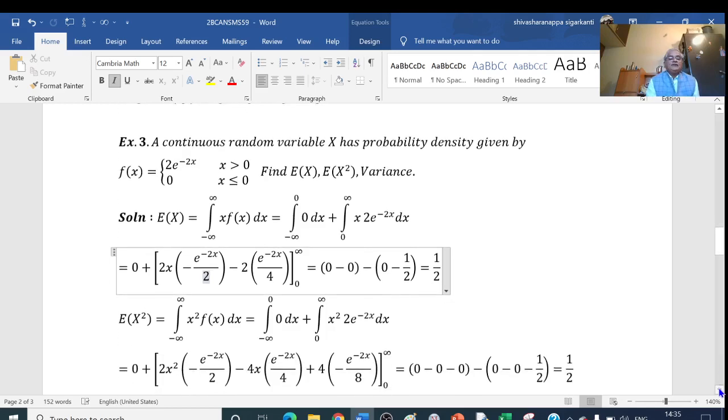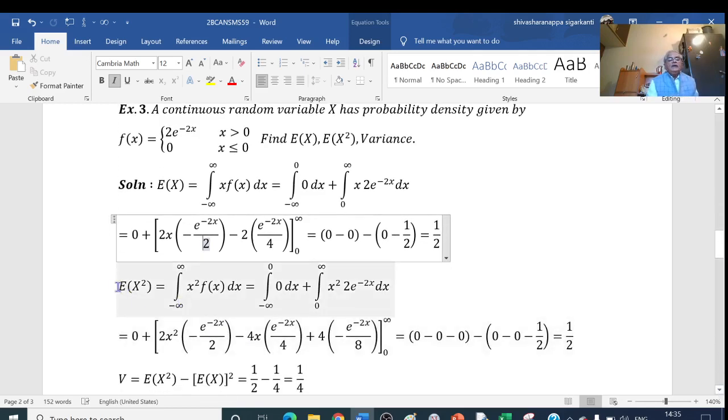Then we find E(x²). E(x²) is given by the integral from minus infinity to plus infinity of x² f(x) dx. Again I will split this interval into minus infinity to 0 and 0 to infinity. From minus infinity to 0, f(x) is equal to 0, plus from 0 to infinity, f(x) is 2e^(-2x). So we have to integrate this. First integration is 0 plus. Here I will take 2x² as the first function and e^(-2x) as the second function.